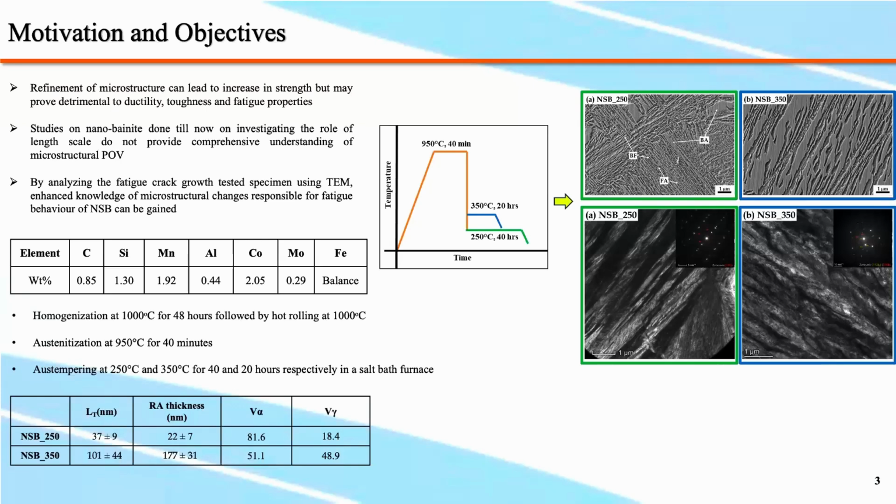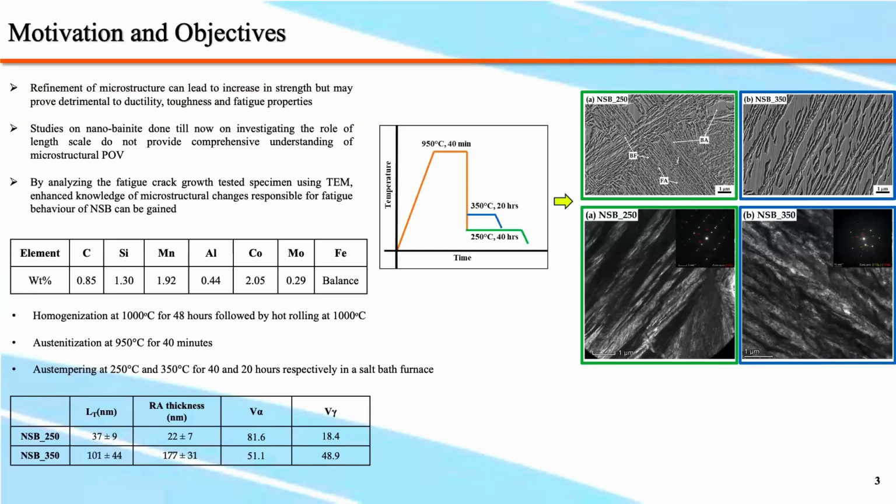Now, since we know a bit about what nanostructured bainite is, I'd like to point out that once we reduce the length scale, there is an enhancement of strength of the material, but it comes at the expense of ductility and toughness. There are several applications, such as railways or other structural applications, where this material shows good applicability. But there may be times when it has to be subjected to fatigue loading. The phenomena behind the effect of refinement on the fatigue behavior of this steel, from a microstructural point of view, is not yet completely understood.